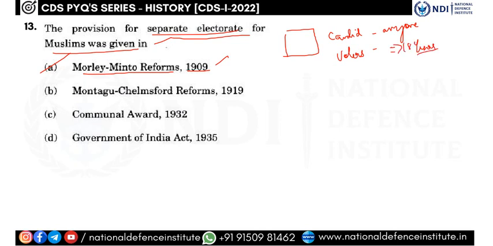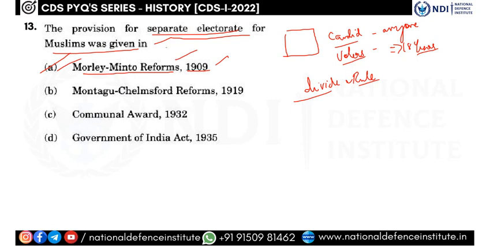Separate electorate means, to safeguard the interest of minorities, the British introduced this separate electorate. But this is the reason they gave. The actual reason behind it was the divide and rule policy. They wanted to divide Hindus and Muslims. That is why they gave the separate electorate for Muslims for the first time in the Government of India Act of 1909, or Parliamentary Reforms of 1909.